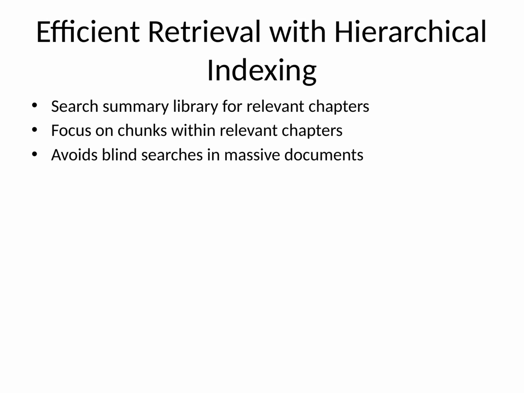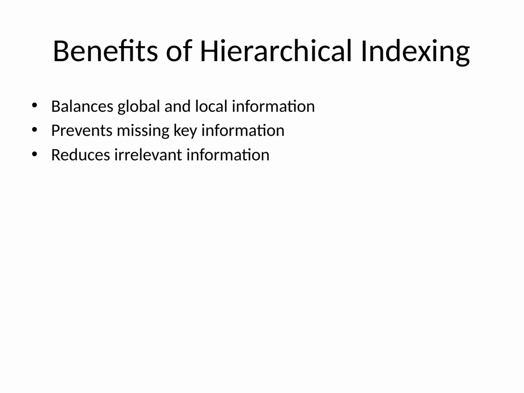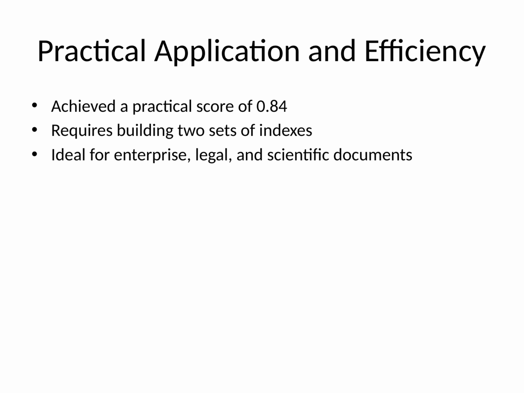When a user asks a question, the system first searches the summary library to find relevant chapters. It then focuses on the chunks within these chapters, avoiding blind searches in massive documents. Hierarchical indexing balances global and local information, preventing the omission of key details and reducing the introduction of irrelevant information. This strategy achieved a practical score of 0.84. Although it requires building two sets of indexes, it is particularly efficient for enterprise knowledge bases, legal documents, and scientific papers.